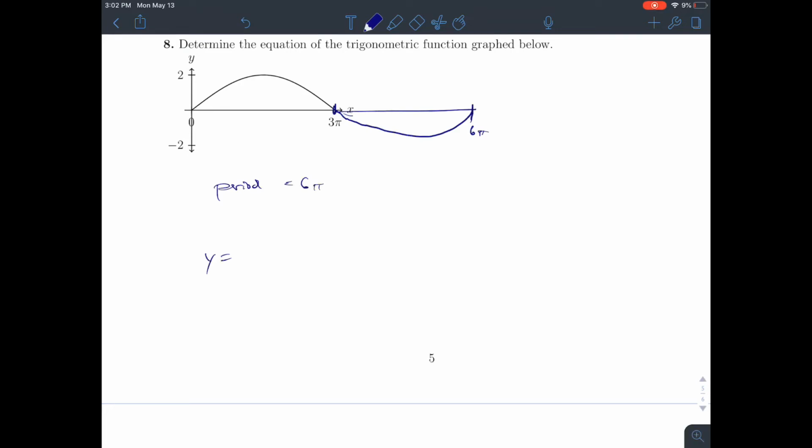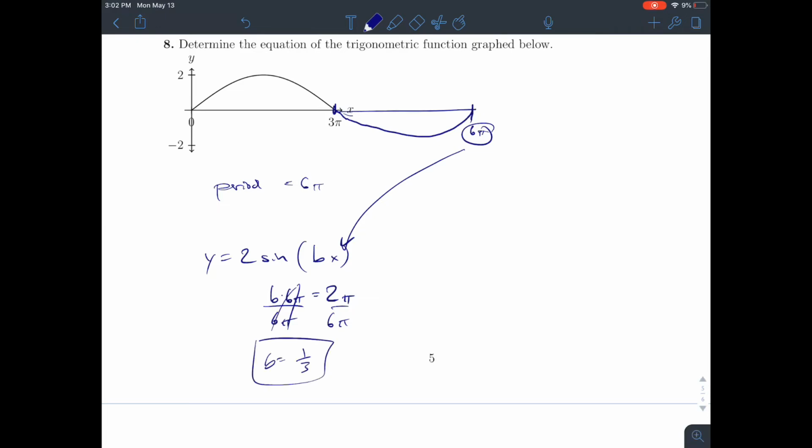So we've got y equals 2 sine bx. To find b, we plug in 6 pi, and that gives us b times 6 pi equals 1 full cycle, 2 pi. We divide by 6 pi on both sides, and that leaves us with b equals 1/3. So our final equation is y equals 2 sine of 1/3 x.